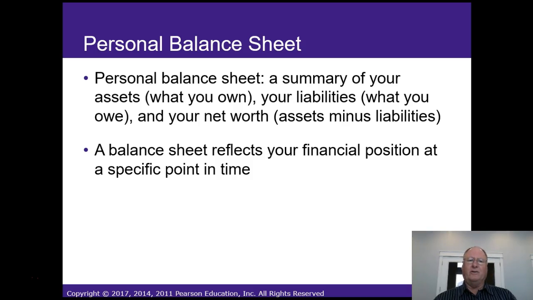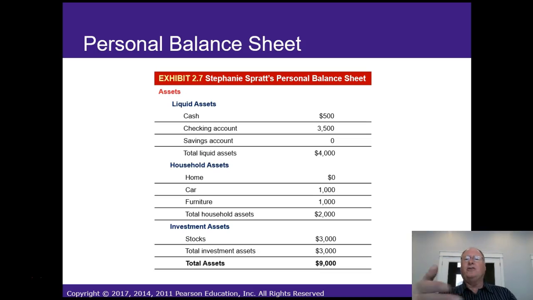For example, you go out and you say, all right, at December 31st or on March 15th or whatever it is, how much do I own? How much do I owe? That's what my net worth is for that one particular date. So as you start to pull together a personal balance sheet, you can see here Stephanie has an example of a personal balance sheet. And I want to talk through just a few of the component pieces that you see here.